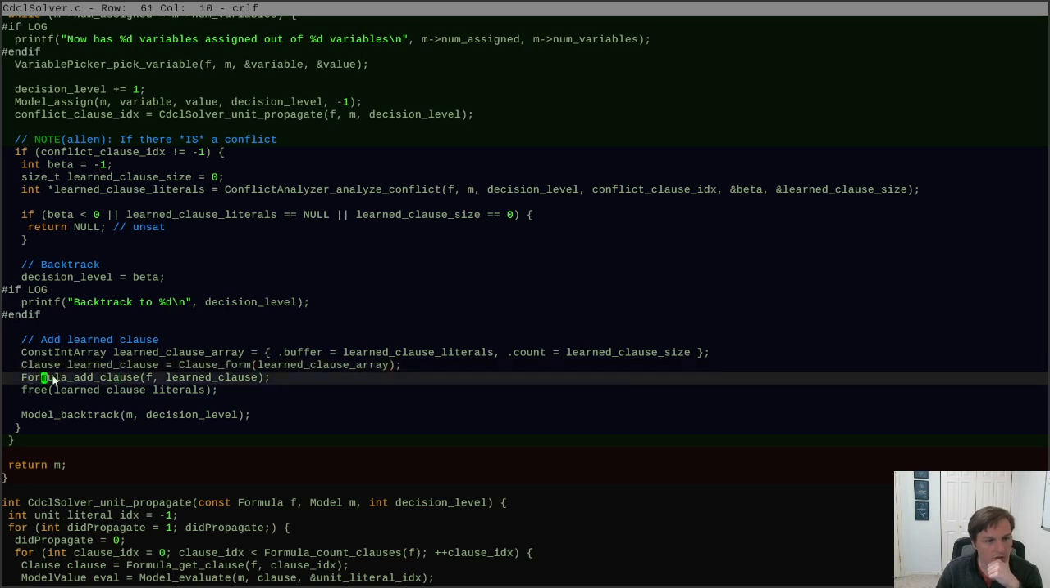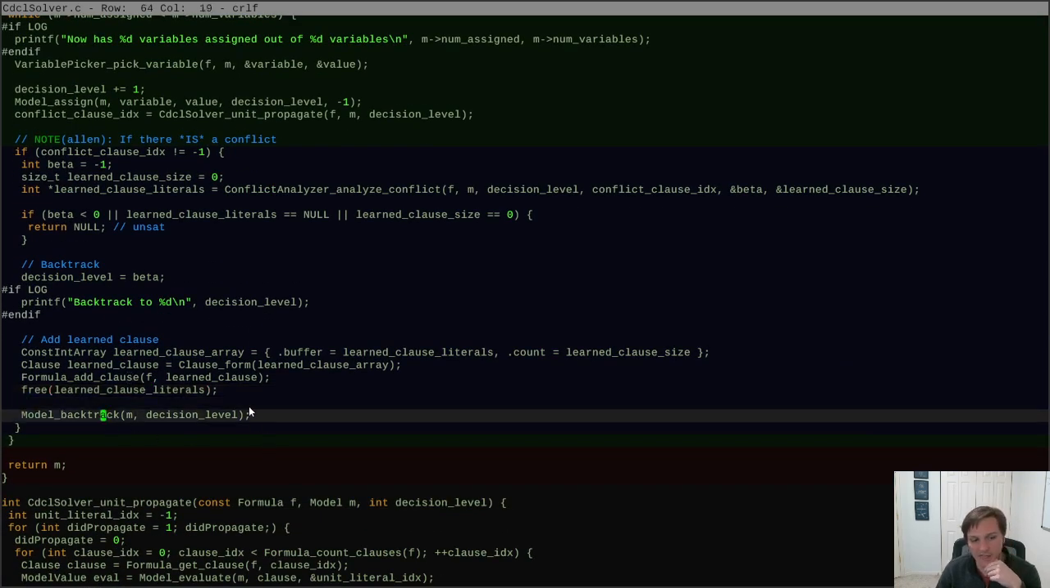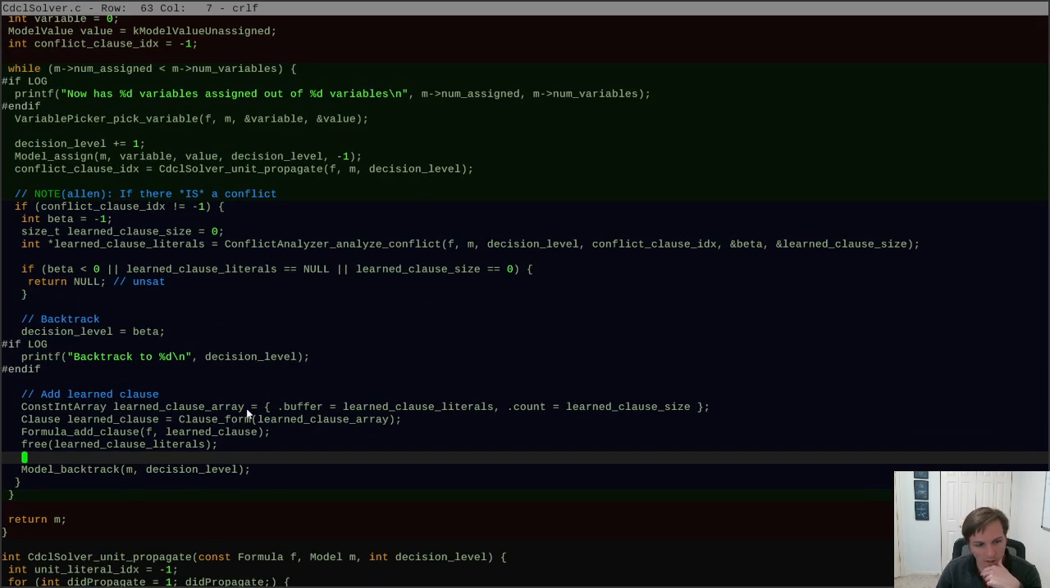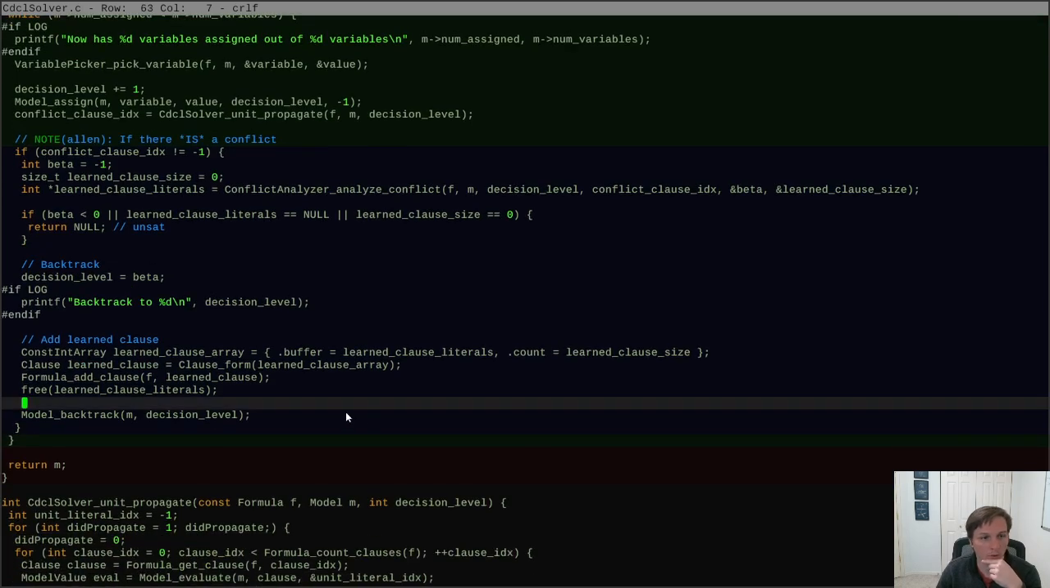Interesting. We add that clause to the formula. This memory management, so it'll be interesting. If I rewrite something like this, it'll be interesting to see how the memory management turns out for me compared to how it has to turn out with malloc and free. I wonder if it'll be better or if it'll be more difficult.